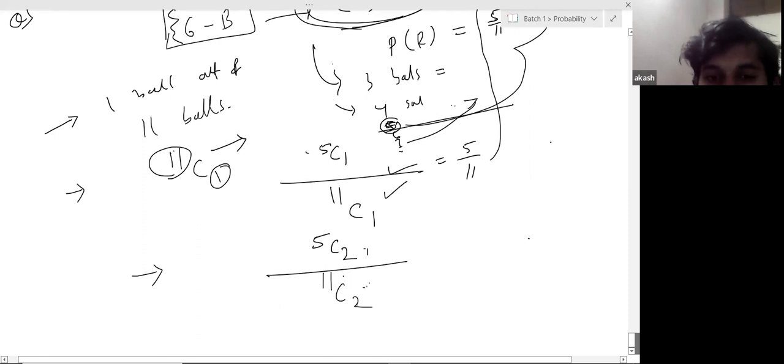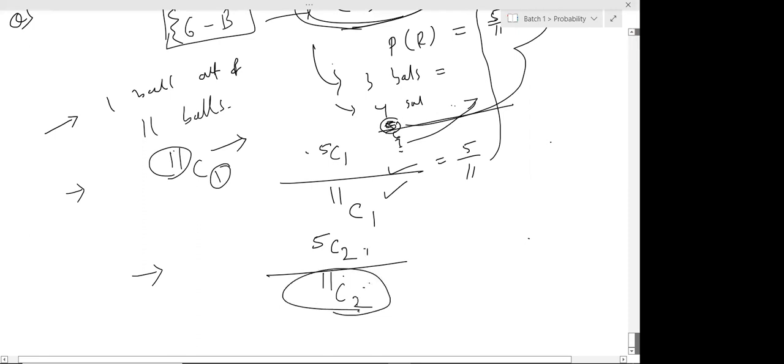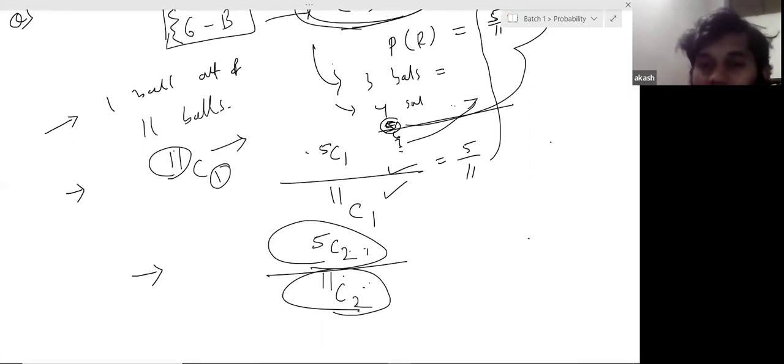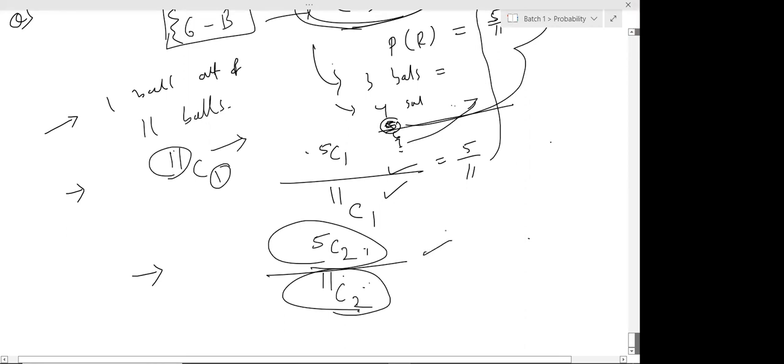Always think like that. First, try to calculate the sample space, then what you want. And think in probability and permutation and combination. Otherwise, it will be wrong. All right, Gautam? Yes, sir. Okay. Arsalan, Abdul?